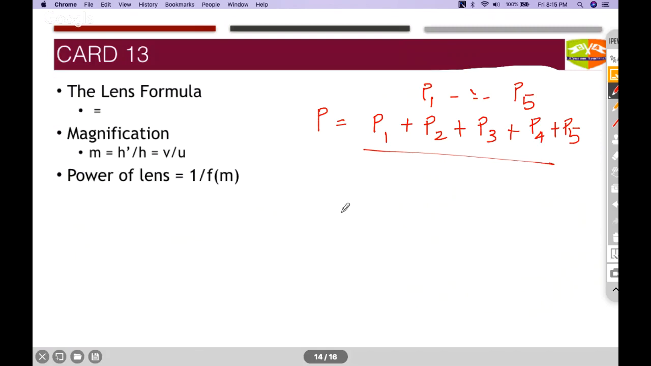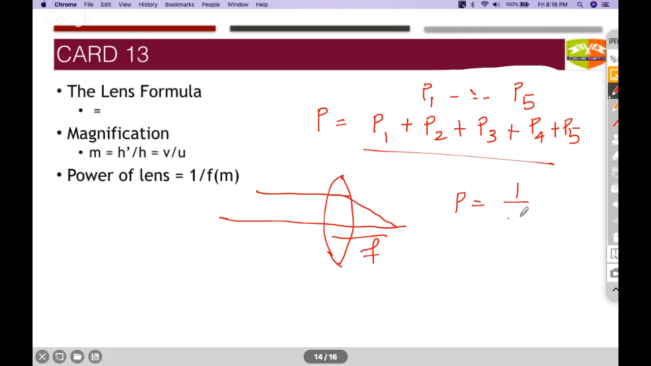Now, try to understand guys, in case of a convex lens, the focal length is positive, so P, which is 1 by F, is positive; it is in terms of meter, so P would be positive. Now what is the unit of power? This is diopter. So the unit of power is known as diopter, and it is denoted by D. So for a convex lens, power is positive.